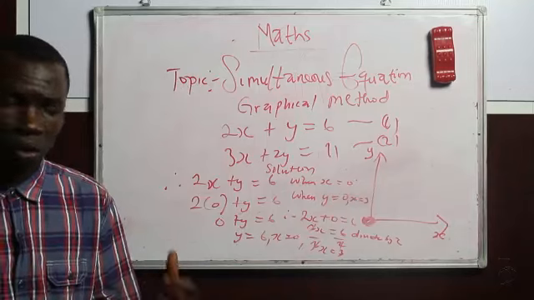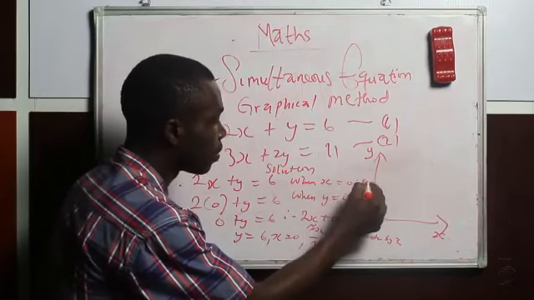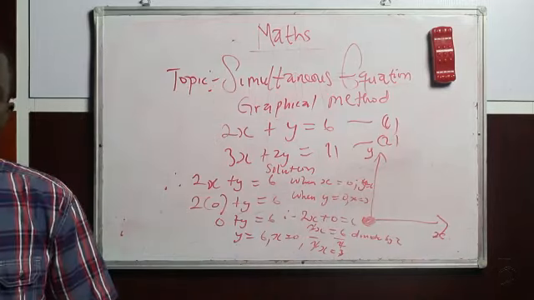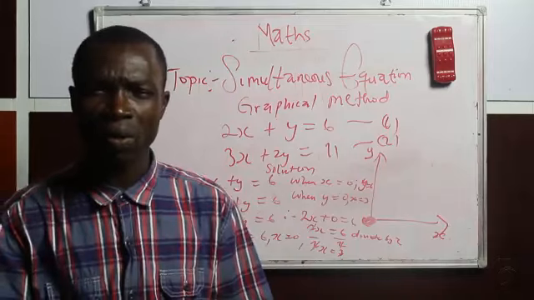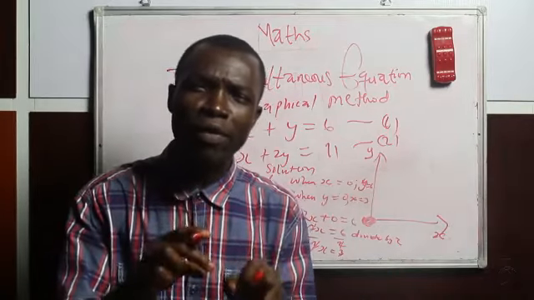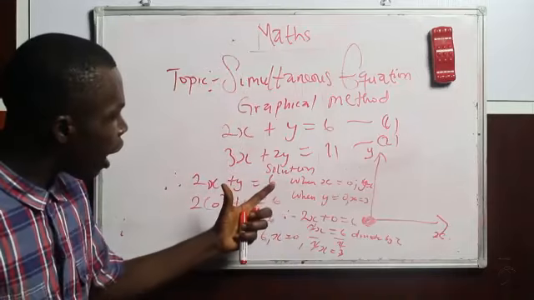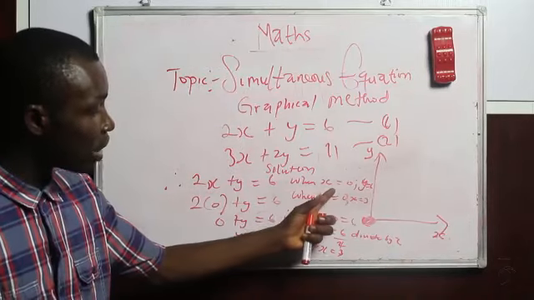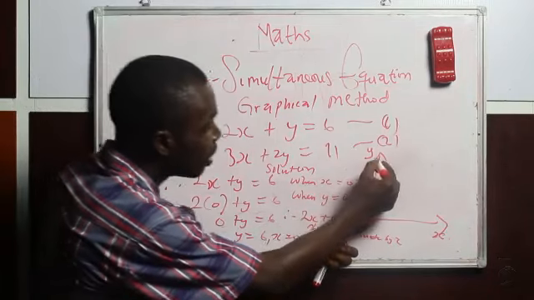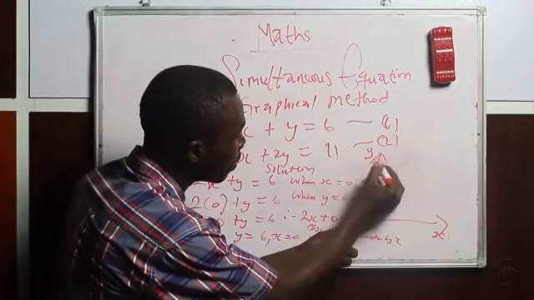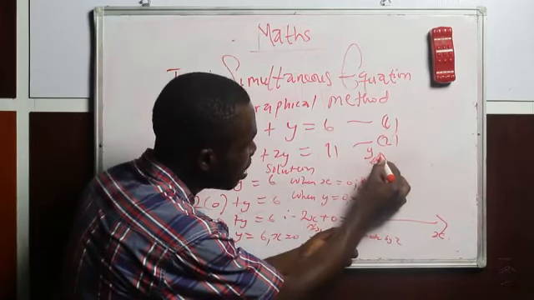When x equal to 0, our y is equal to what? 6. How do we now use this graphical method to know our values of x and y? Because we have not yet found our real values of x and y on the graph. Now, when x equal to 0, our y is equal to 6. We trace our y here to be 6. On your graph, locate 6. Here, this is your 6.